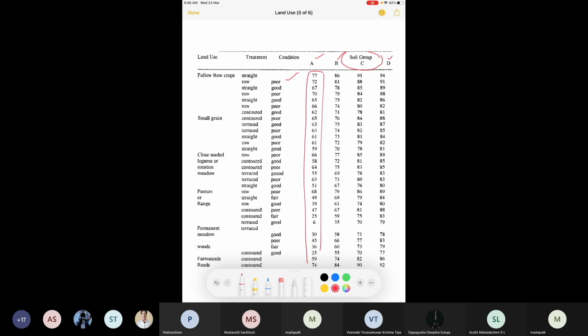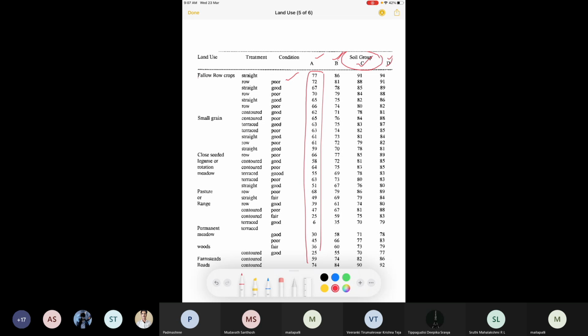So CN will be obtained from the table. Soil group A is basically well-drained sand or gravel with a high infiltration rate, whereas soil group B is moderately well-drained soil with a moderate infiltration rate and fine to moderately coarse texture. Soil group C has a slow infiltration rate and moderate to fine texture, and soil group D has very slow infiltration and is mainly clay material, relatively impervious.